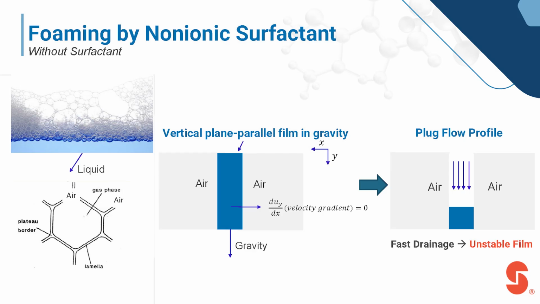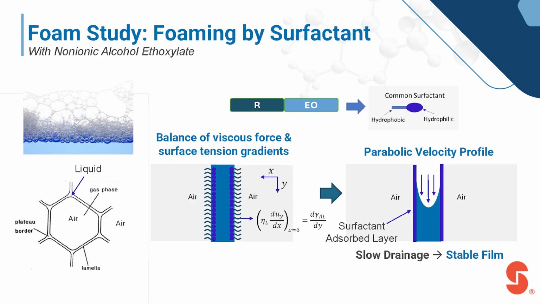There is a water film. I don't have anything else. This water film is just hanging around the air. I don't have any friction between air and liquid; it's negligible, so the drainage of the liquid is very, very fast. Meaning the film is very, very unstable. I'm not going to see any visible foam if I have just pure water. Okay, what if we have the surfactant?